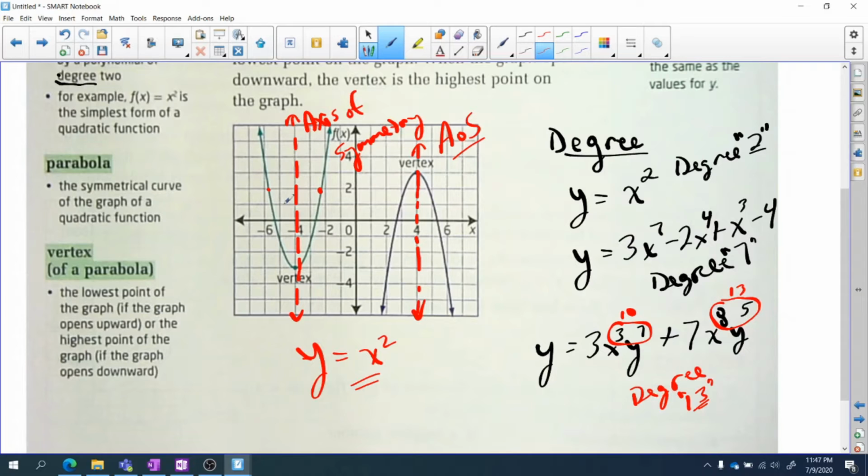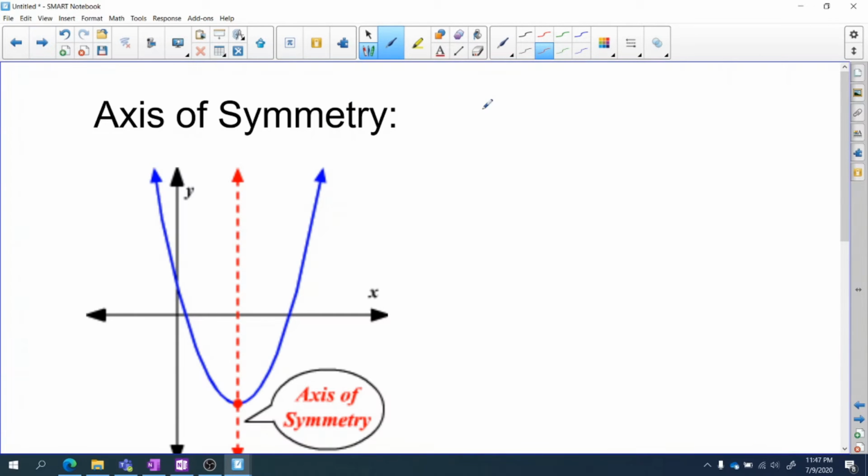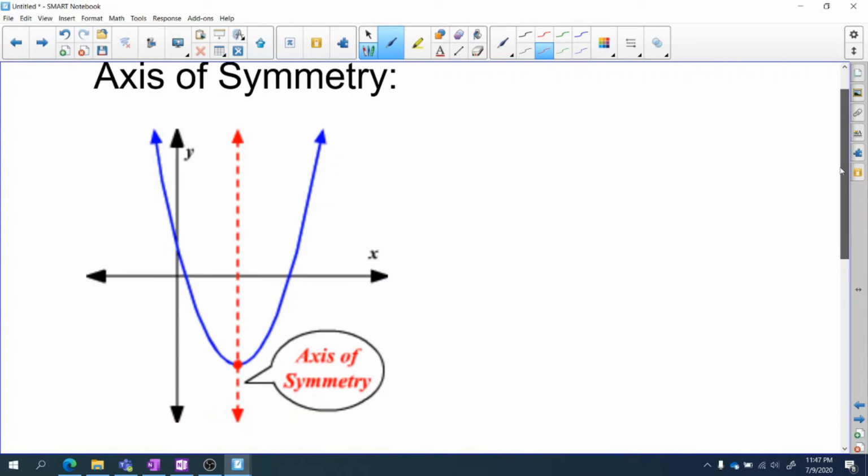Our vertex is either the lowest point of our quadratic function, or if it opens down, it's the highest point. It's basically the one point where you don't have your symmetry, because there's no reflection at that very one point where our line of symmetry passes through. All right, so those are just some of the terms. Axis of symmetry, we'll talk a little bit more about that.